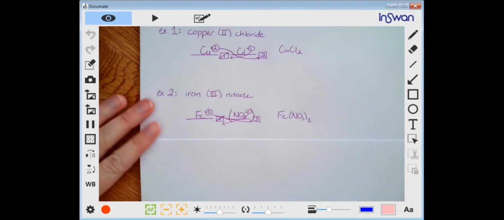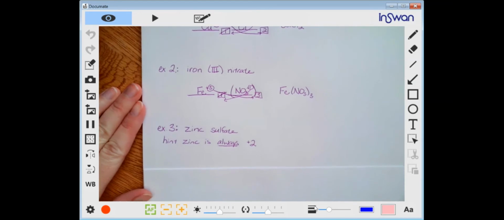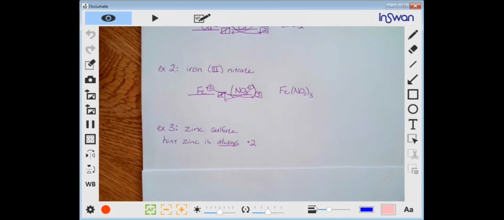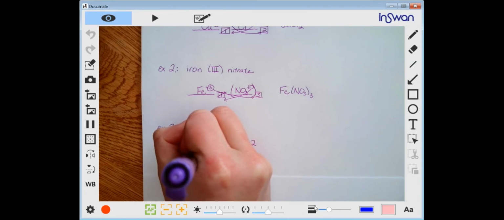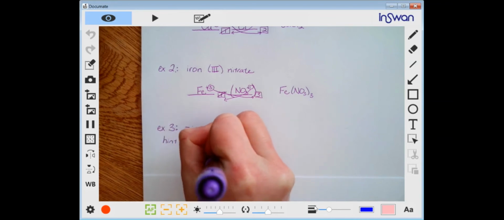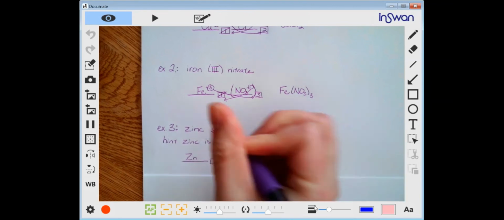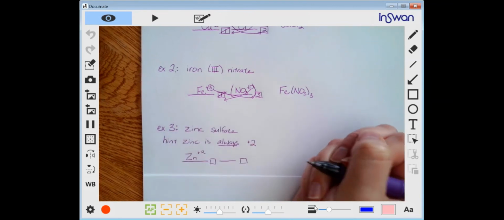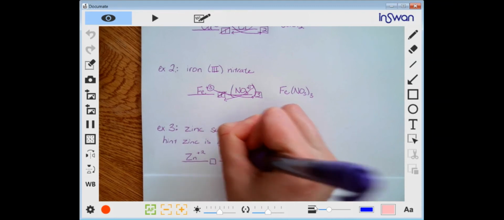Okay, so let's try the final example. Zinc sulfate. Remember, zinc always is +2, so that makes our life a little bit easier. So we have zinc, which is +2, and then we have sulfate, which is SO4, -2.